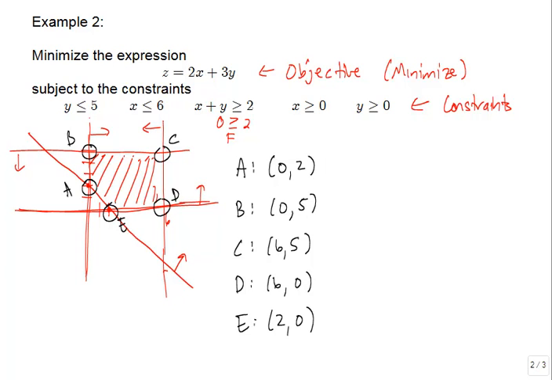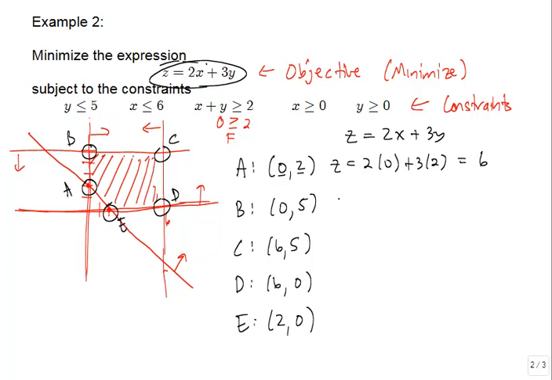Alright, now to figure out which of these is going to be our actual solution, you go back to your objective function up here and you plug in the x and the y into that objective. So my formula for z is z equals 2x plus 3y. So z is going to be 2 times 0 plus 3 times 2, plugging in 0 for x and 2 for y. And that's going to give me 0 plus 6, or just 6.